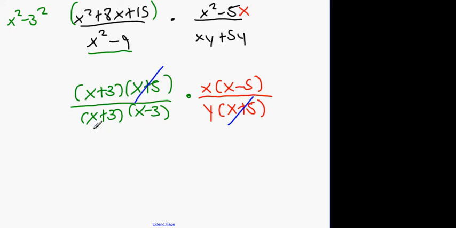Okay, and what about the next one? The x plus 3's cancel. And what's our answer then? Answer, anybody? X bracket x minus 5 divided by y bracket x minus 3. That's your answer.